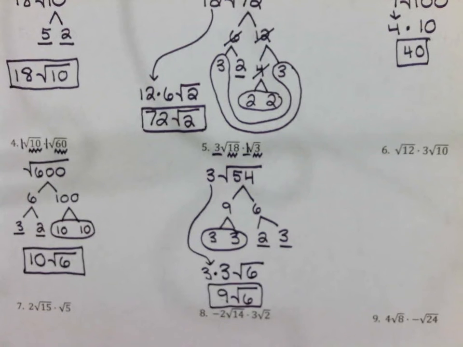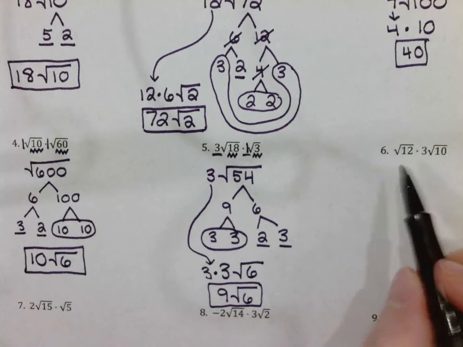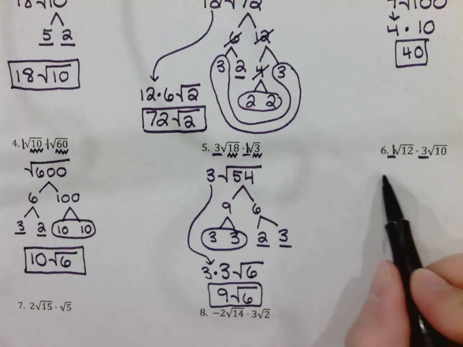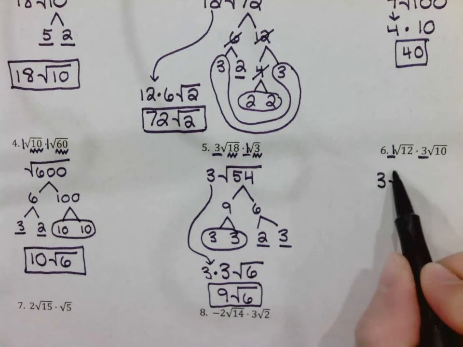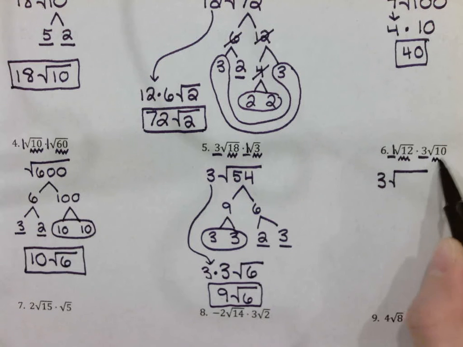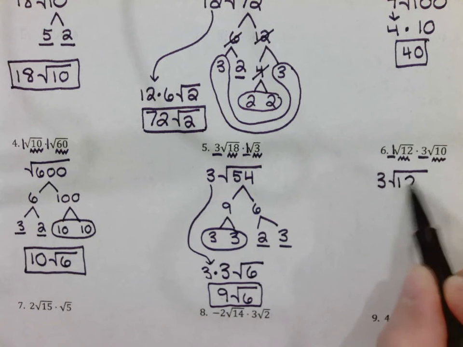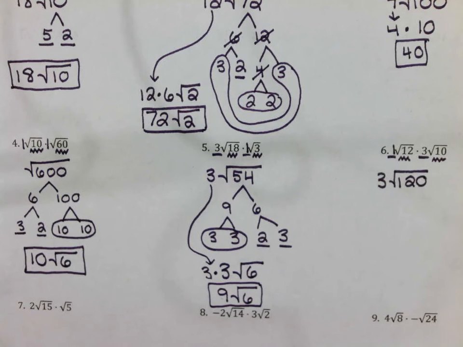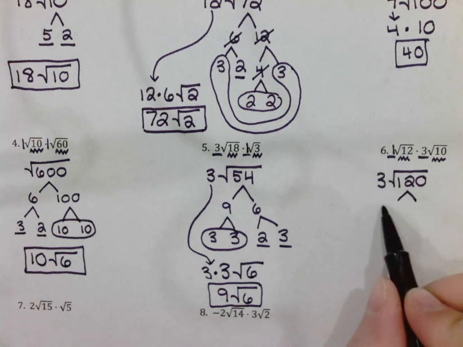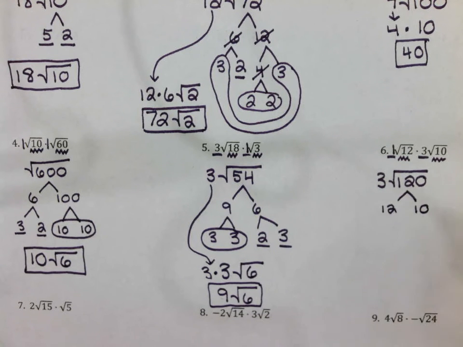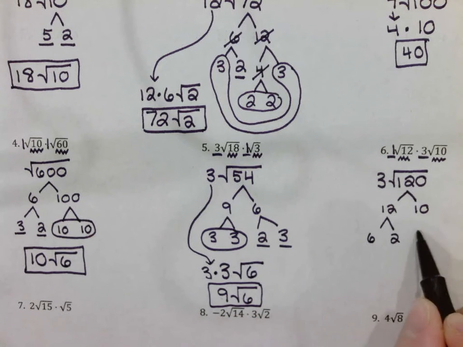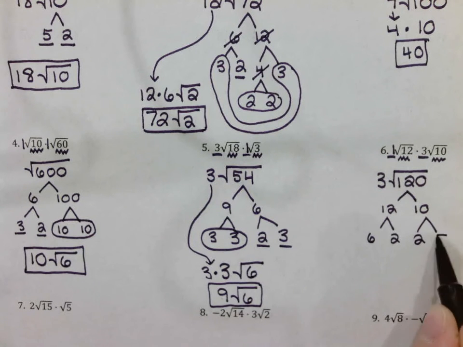Okay. For number 6, same process. We'll multiply our outside numbers first. 1 times 3 is 3. Then we'll multiply our inside numbers. That's 12 times 10. That gives us 120. It's a pretty big number, but we can break that down. We could do 12 and 10. And then 6 and 2. 2 and 5.